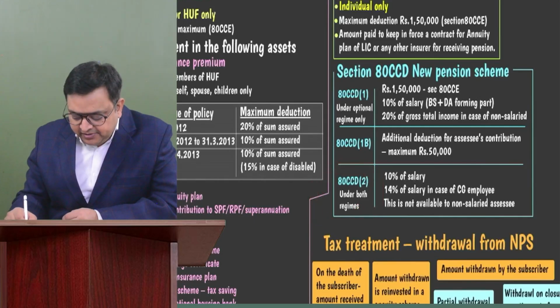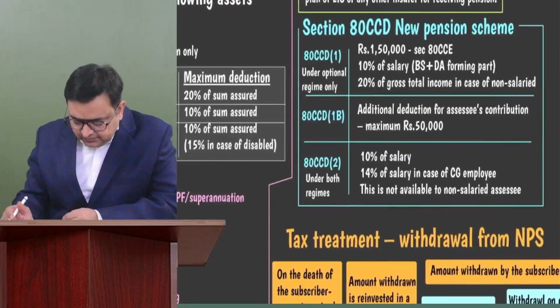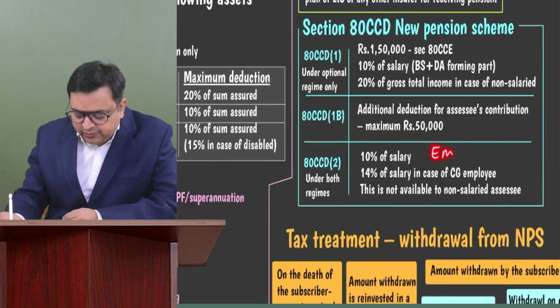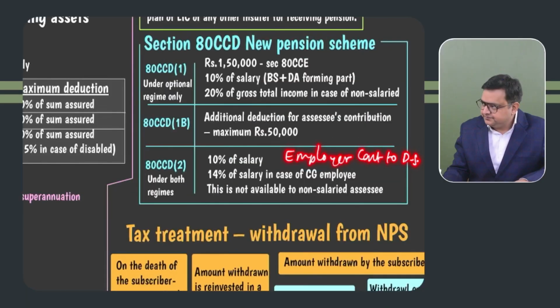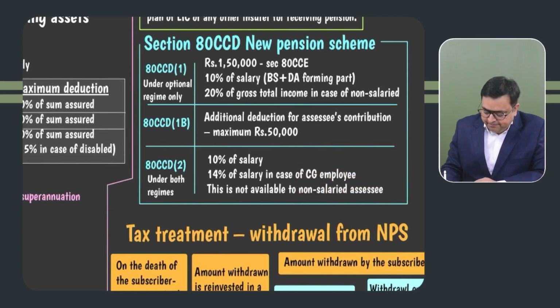And how much is it available? 10% of the salary, or the maximum amount, whatever the employer is contributing to the pension scheme, or 10% of salary. What does salary mean? Salary means basic salary plus DA forming part, right? 10% of the salary. But if the employee is a central government or a state government employee, then you don't have to take 10%, you have to take 14%. Got it? Now, CCD2 for employer contribution is available under both the regimes.